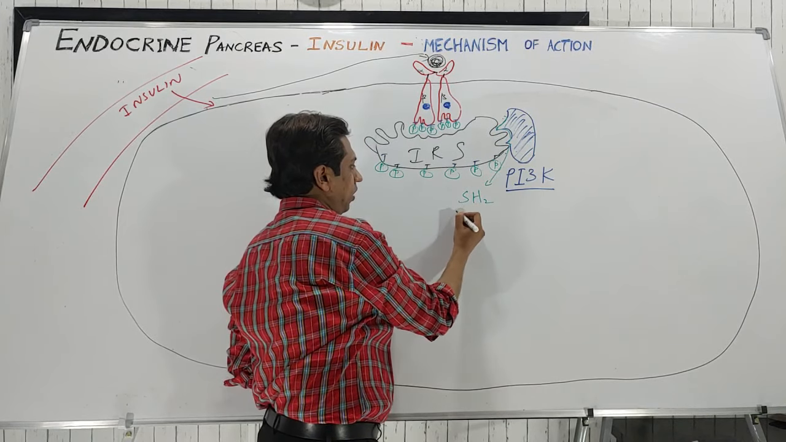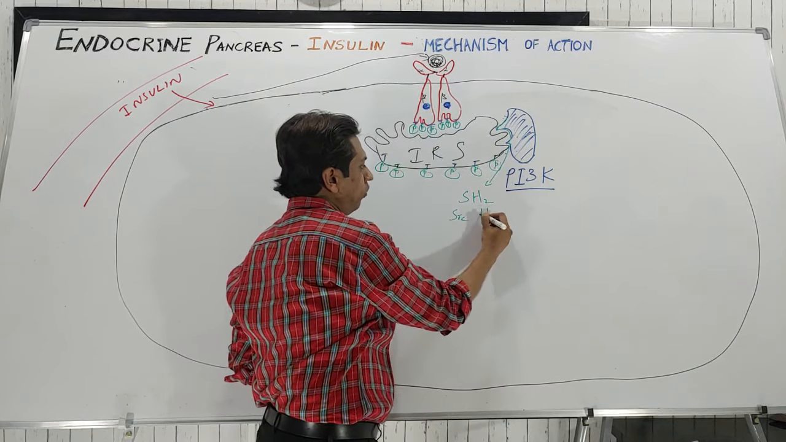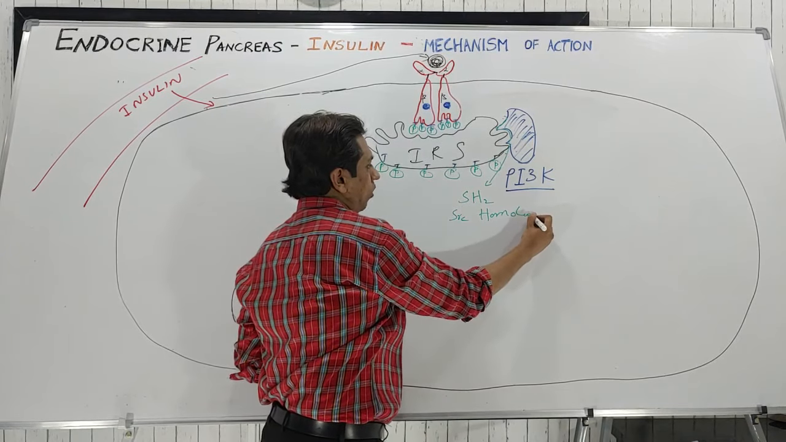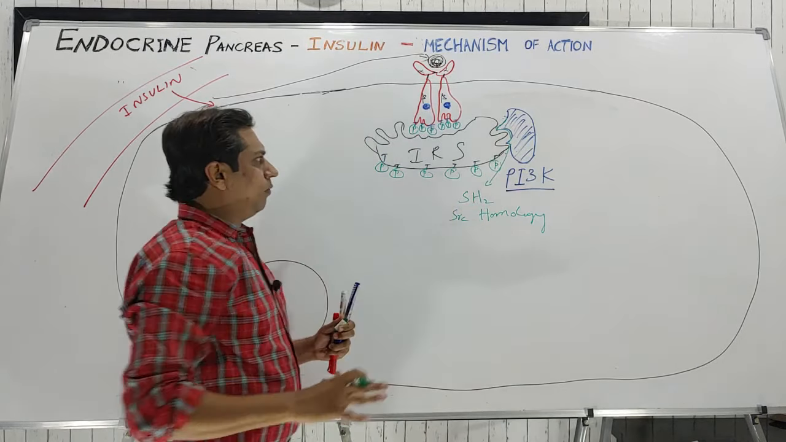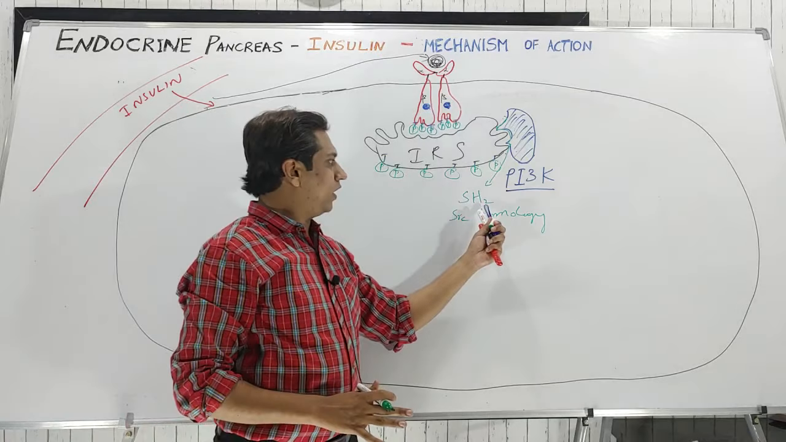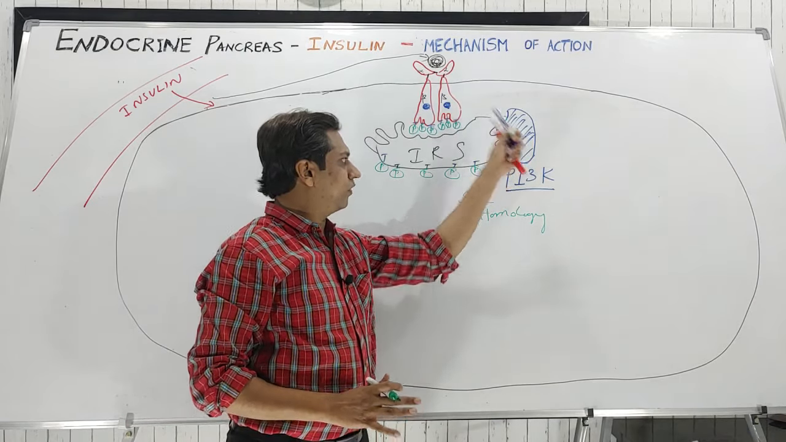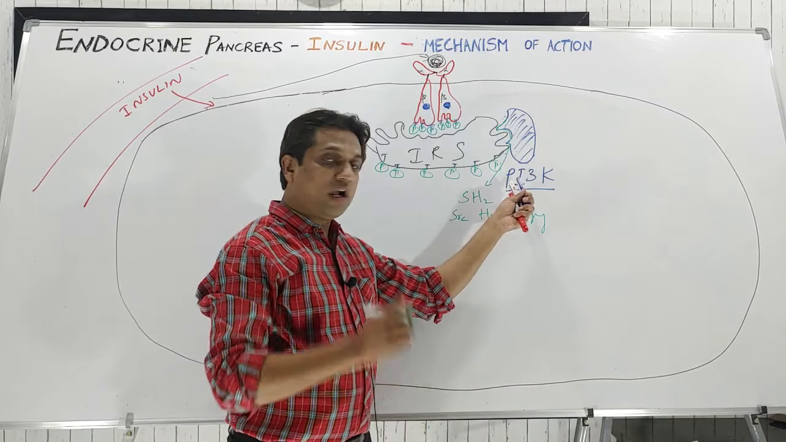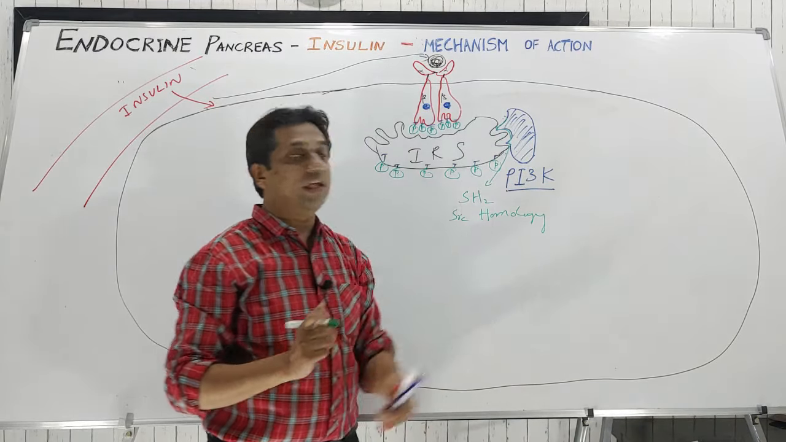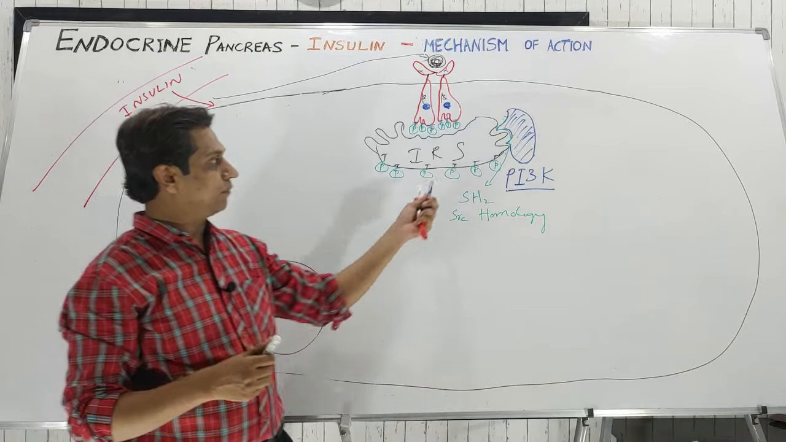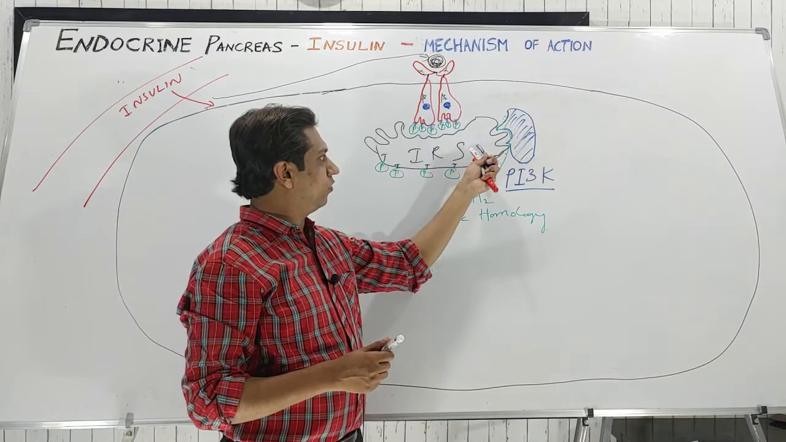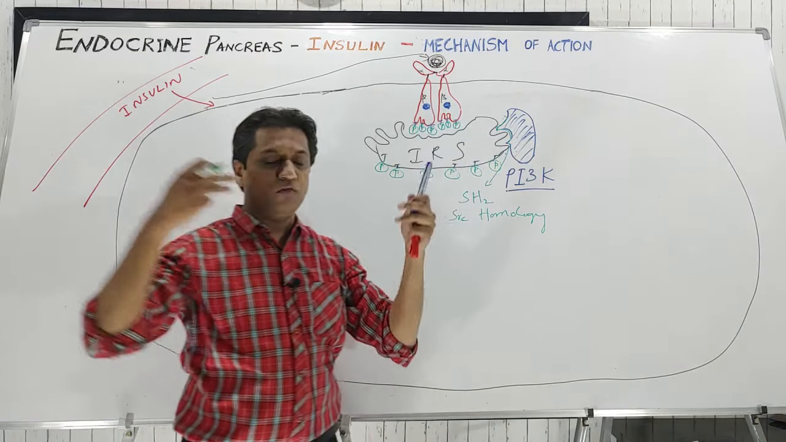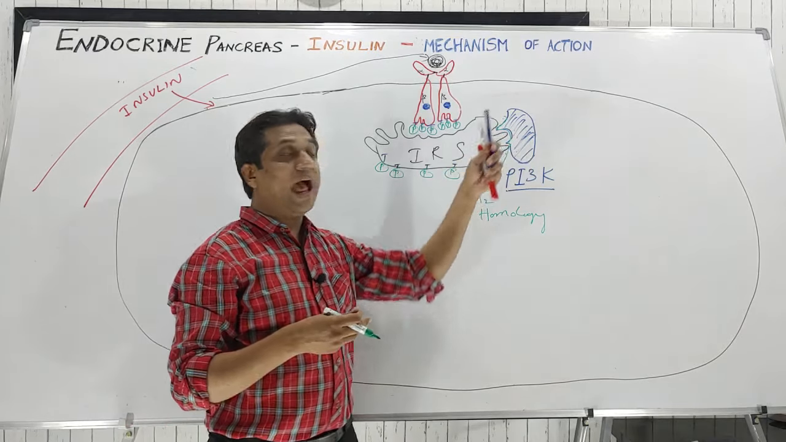That is known as Src homology 2. But if you can remember, well and good, but concentrate on the main enzyme, that is, phosphatidyl inositol 3 kinase. Once it binds with this docking protein, this anchoring protein, it gets activated.